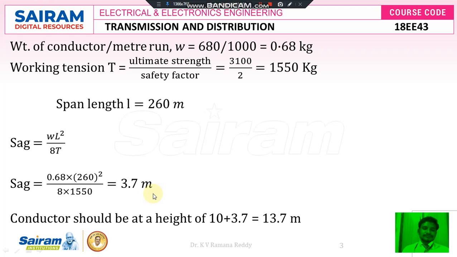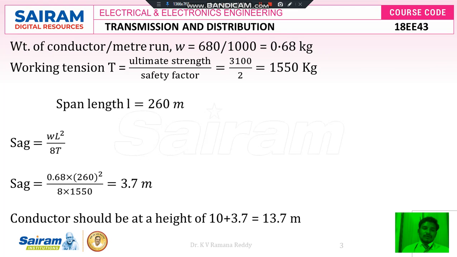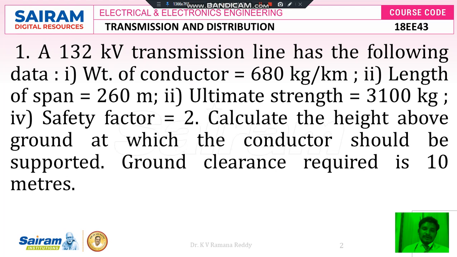Now the conductor should be at a height of 10 plus 3.7, that is 13.7 meters. Actually the sag we got is 3.7 meters, but in the given problem they gave that the ground clearance required is 10 meters. The remaining is the sag we calculated, 3.7. So 10 plus 3.7, total it is 13.7 meters, which is the ultimate answer for the given problem.